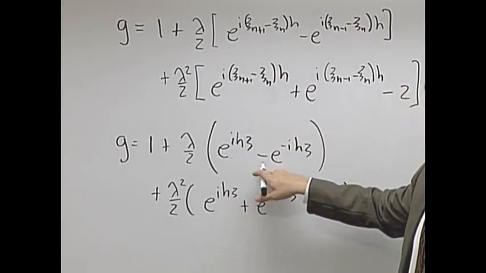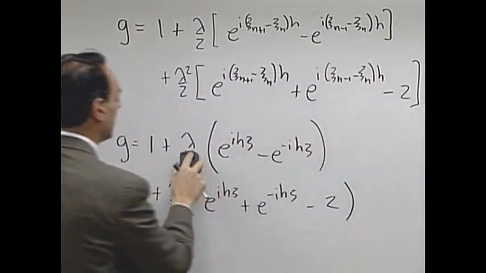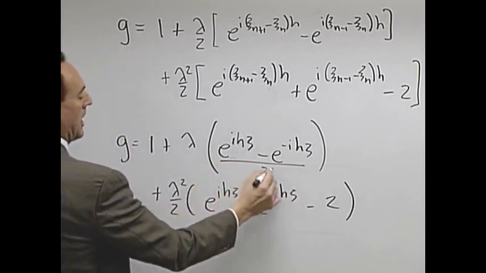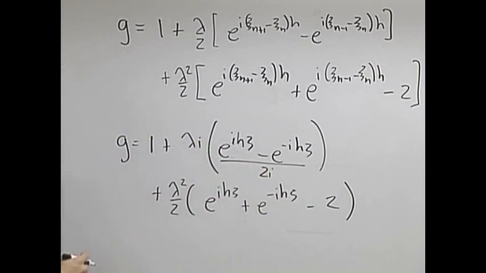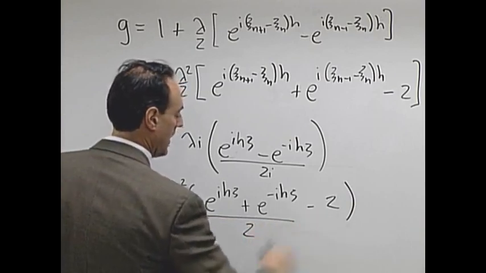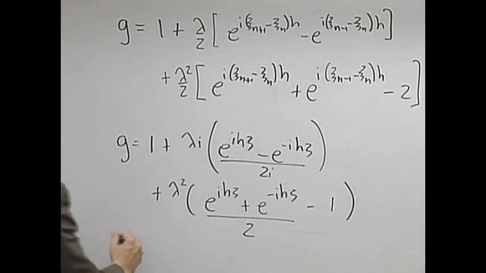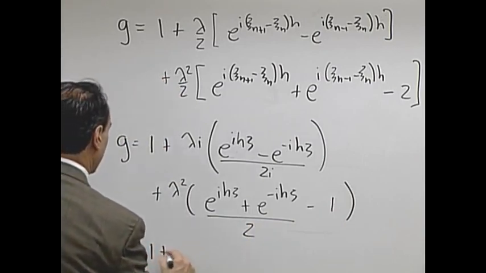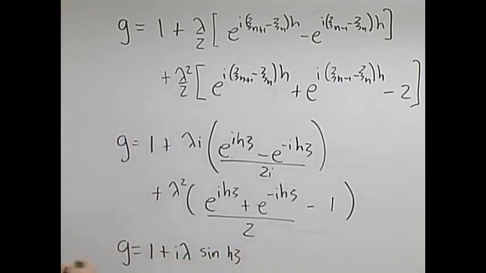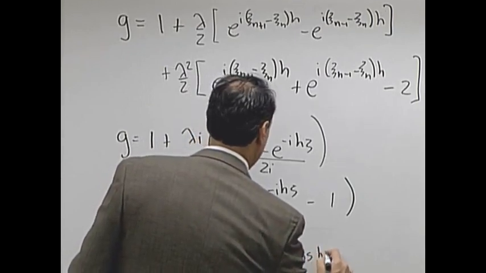So I need to get a 2i in here, right? So if that's a sine, I have to bring this 2 in. So let's bring the 2 in here. And then I can bring an I and an I. I'm going to bring this 2 in here, and that's going to make that a 1. Okay? So at the end of the day, you get g is equal to 1 plus I lambda sine h zeta plus lambda squared cosine h zeta minus 1.